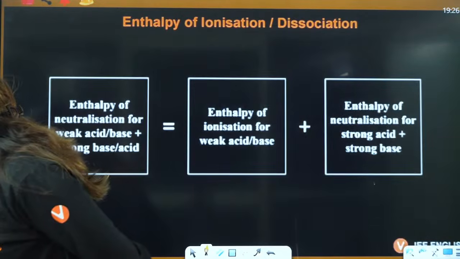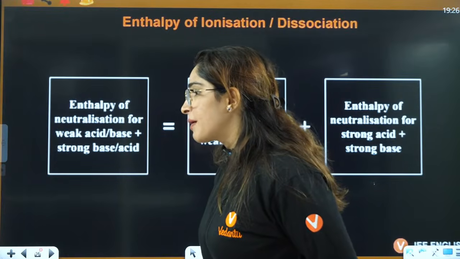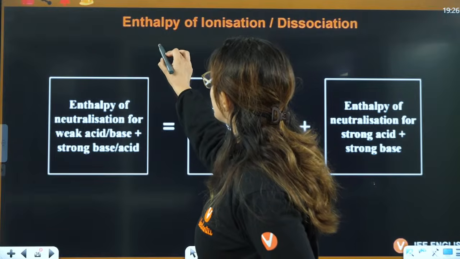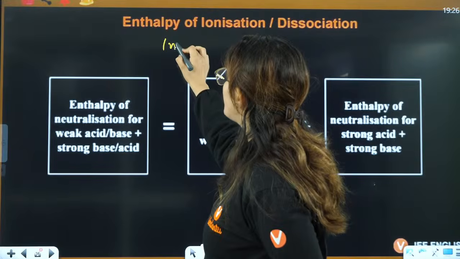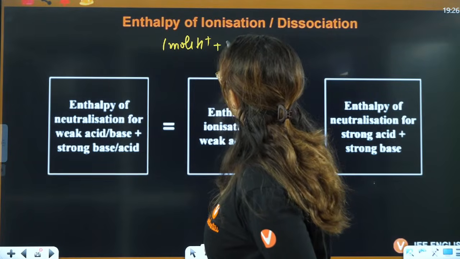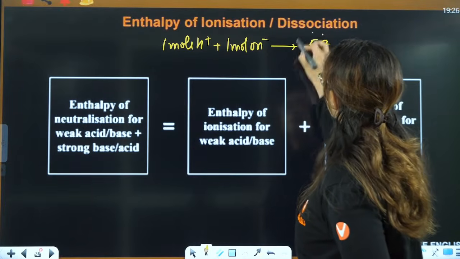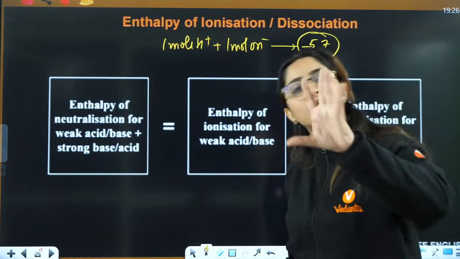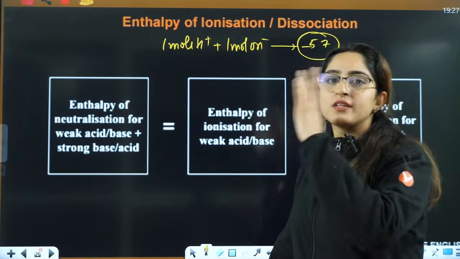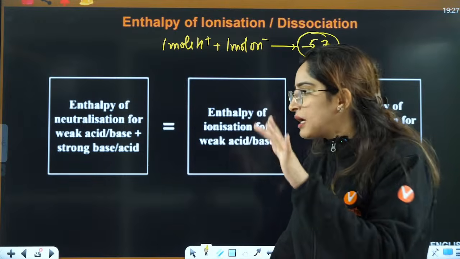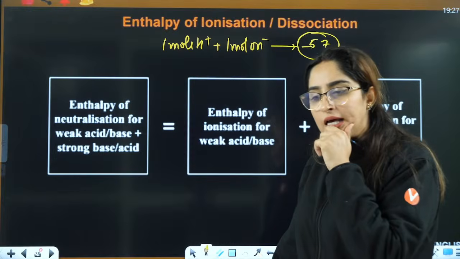One of the questions is why this is a constant value, because whenever you have 1 mole of H positive and 1 mole of OH negative, this much energy will be released. They have seen experimentally that whenever you have 1 mole of H positive and 1 mole of OH negative, this value is released.